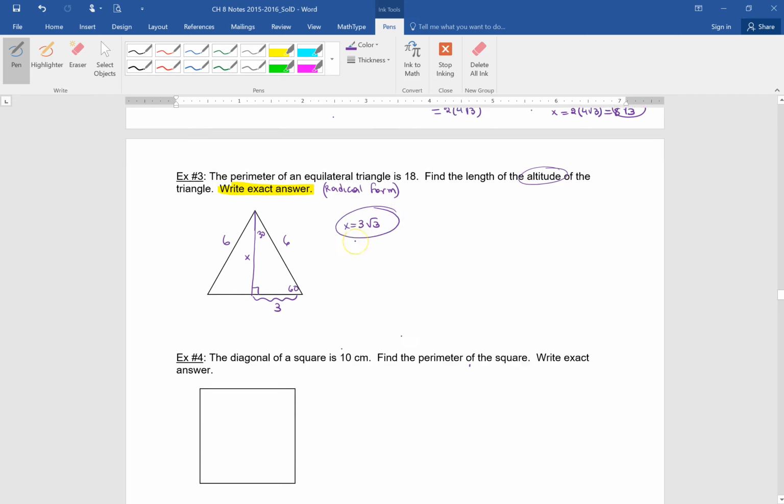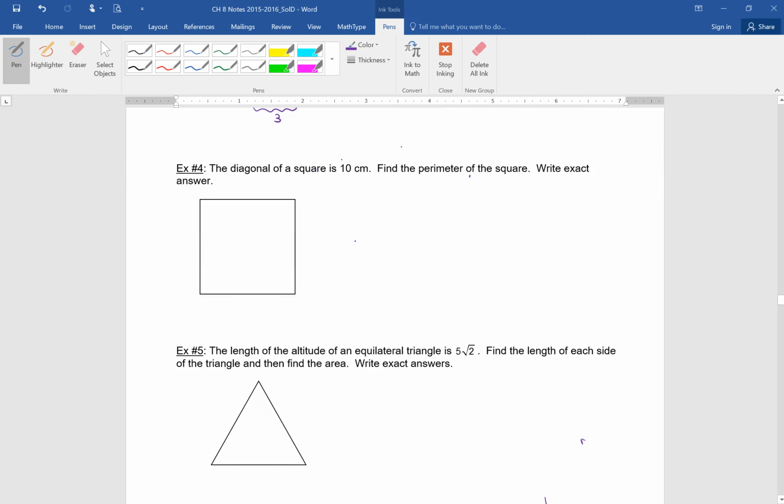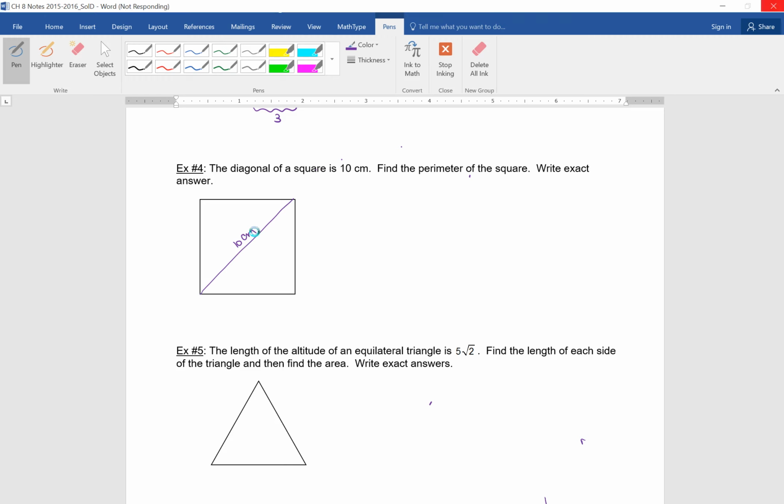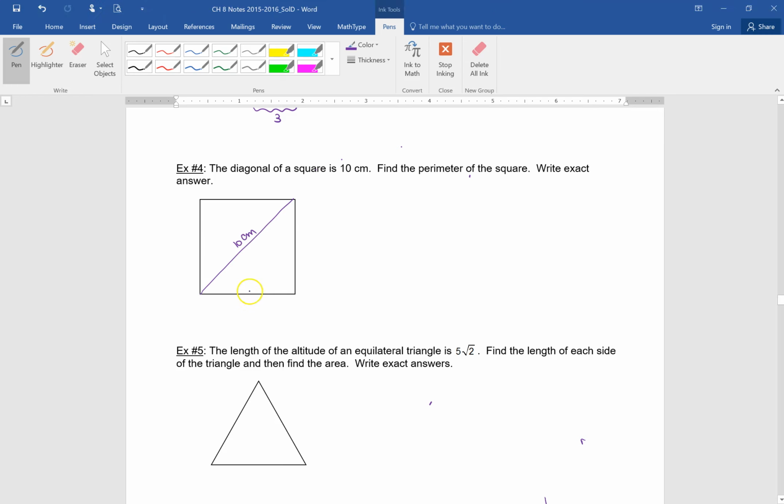Okay, next. The diagonal of a square is 10 centimeters. So we draw the diagonal of a square. Now, if the problem has units, your answer must have units, otherwise points will be taken off. 10 centimeters, we need to find the perimeter of the square. To find the perimeter, first I have to find the side of the square, okay? So this is the side of the square, x.